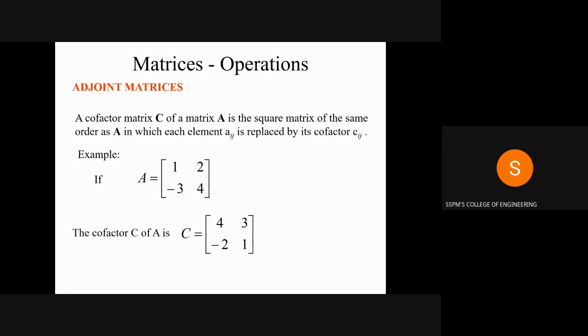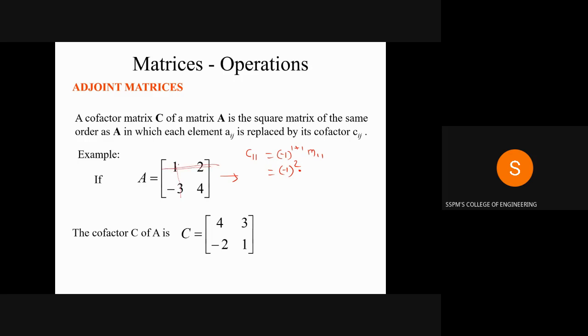Cofactor of a matrix, we have already seen this. How to write the cofactor? See, for this matrix, first we will find C11. How do you find C11? We have already seen this: minus 1 raised to 1 plus 1 M11, that is minus 1 squared into M11. While finding M11, you have to delete the first row and first column.